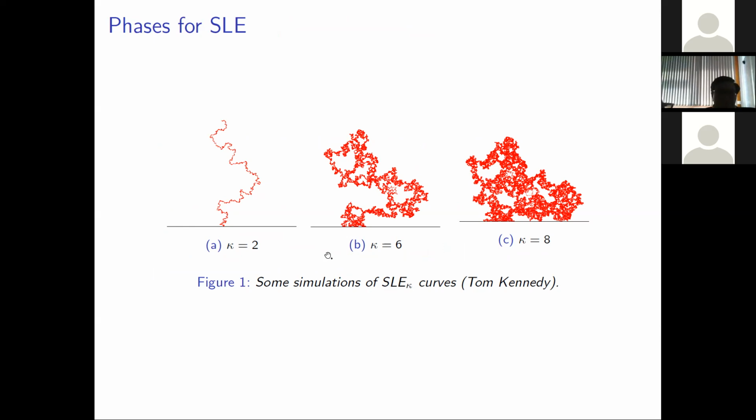There are phases for the SLE curve. If kappa is less than or equal to 4, then the SLE curve, the trace, is almost surely a simple curve. If kappa is between 4 and 8, the curve will be self-intersecting. And for kappa greater than or equal to 8, the curve will fill the plane.